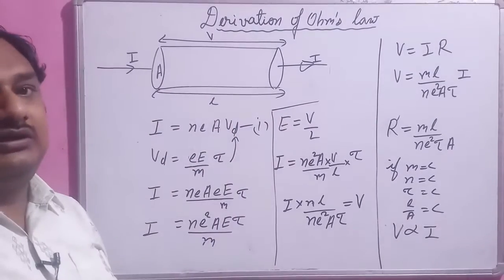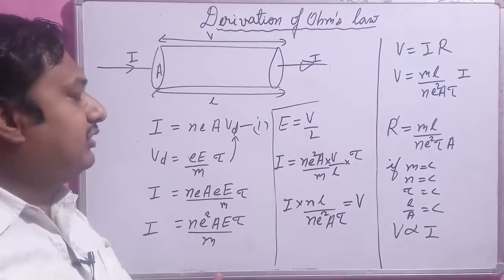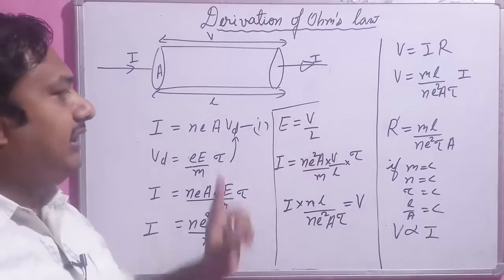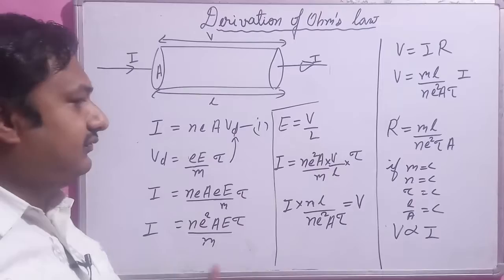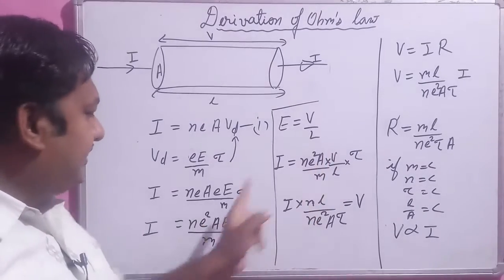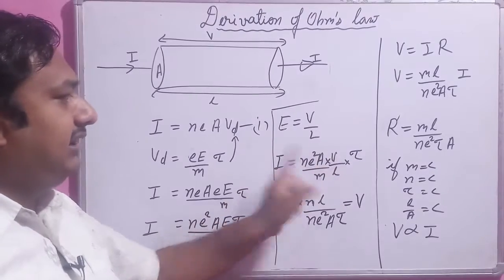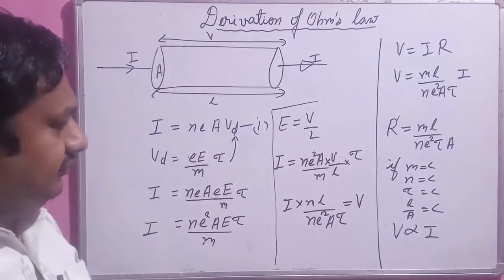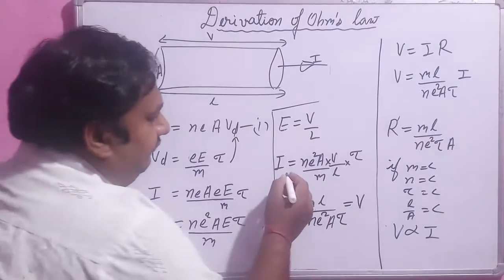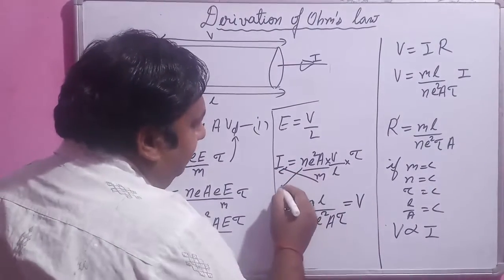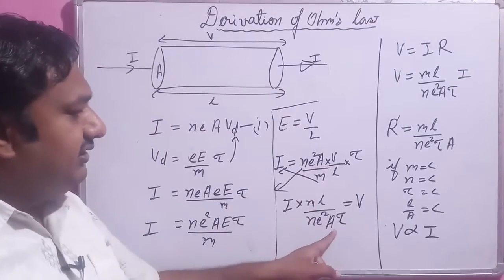We learned in chapter number 2 the relationship between the electric field and the potential, which is given by E = V/L. So we can replace E in terms of potential difference and length. In place of E, V/L has come. After that we perform a cross multiplication, so V = I·mL/(ne²Aτ).